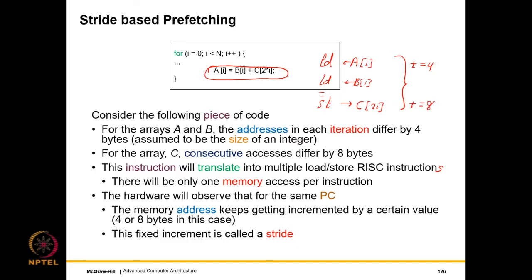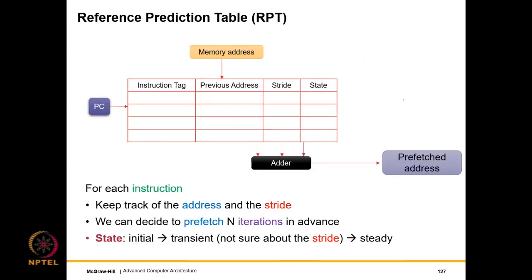by 8. So this 4 or 8 is known as a stride, and if the stride can be predicted, well then we can predict the addresses for an array access very well. So we typically have what is called a stride prediction table or a reference prediction table. Let's just call it a stride table colloquially, where we will have the PC and the PC will map to the instruction tag. So this we have seen before. It will have a previous address, the stride and the state. So let's see what they mean.